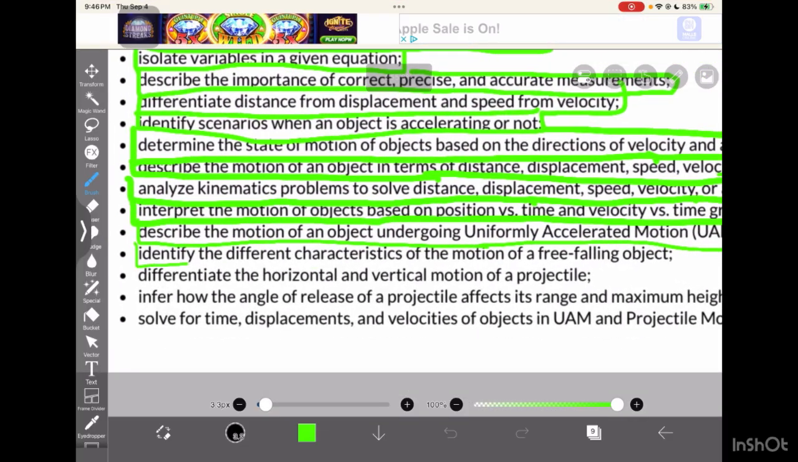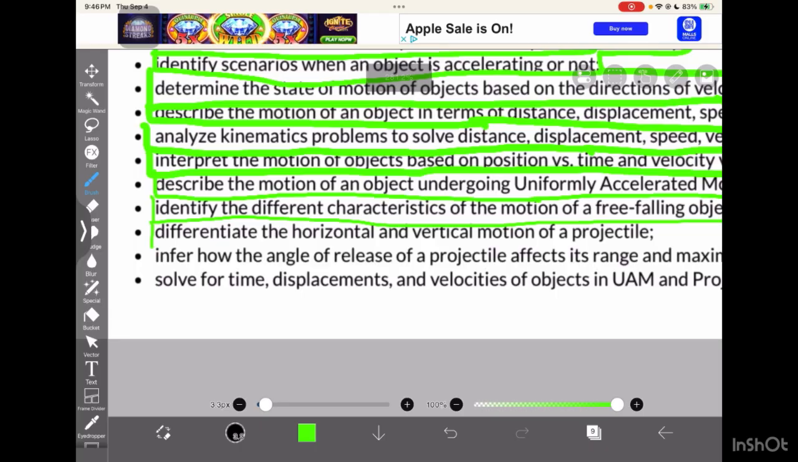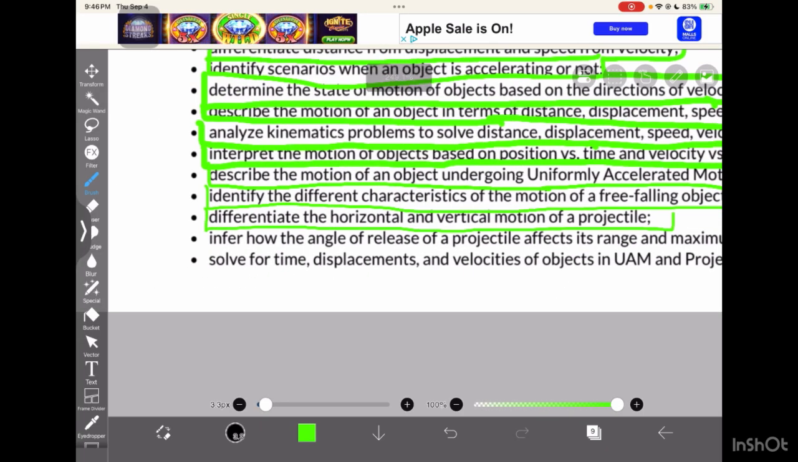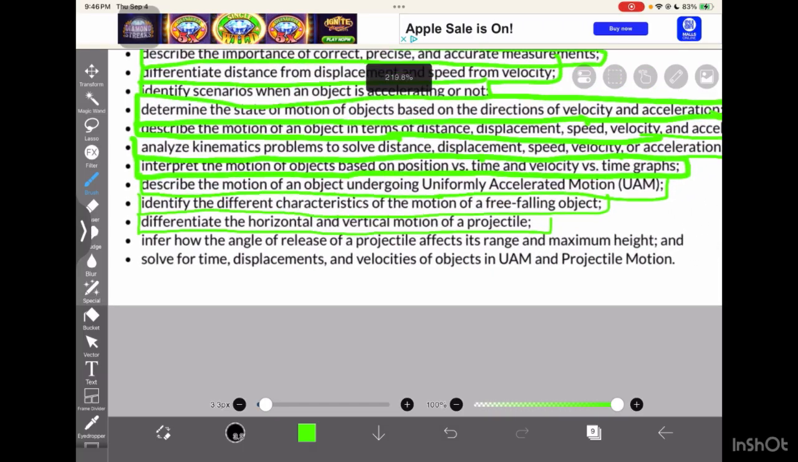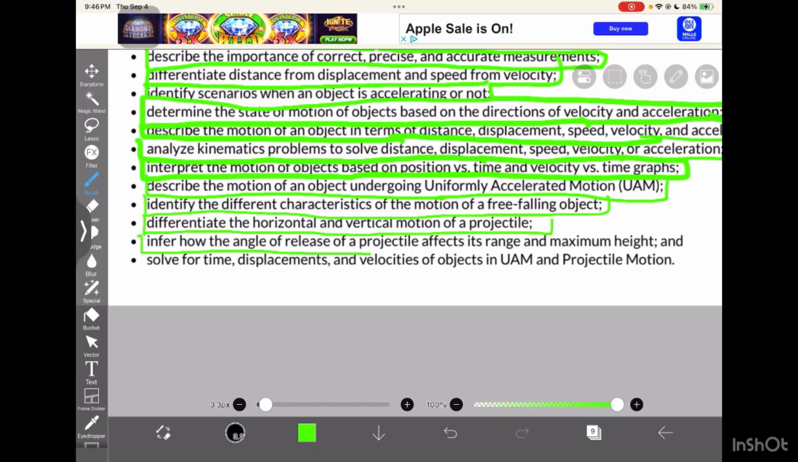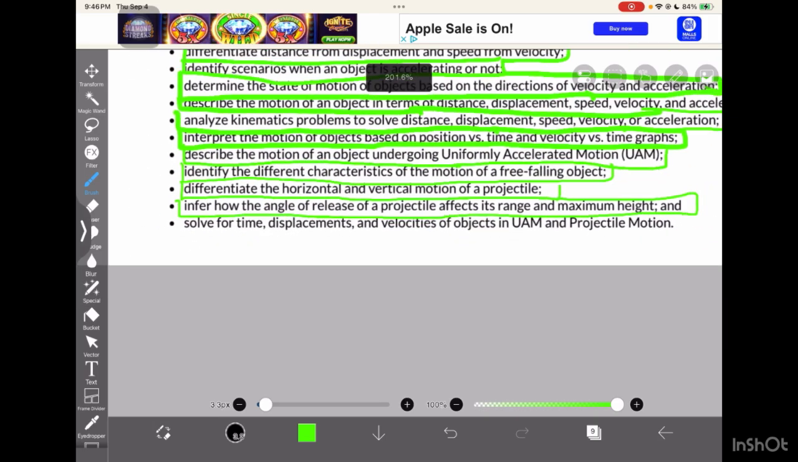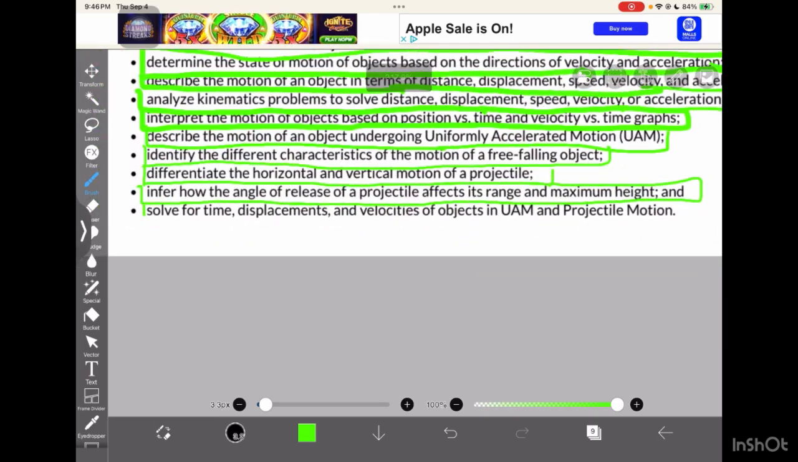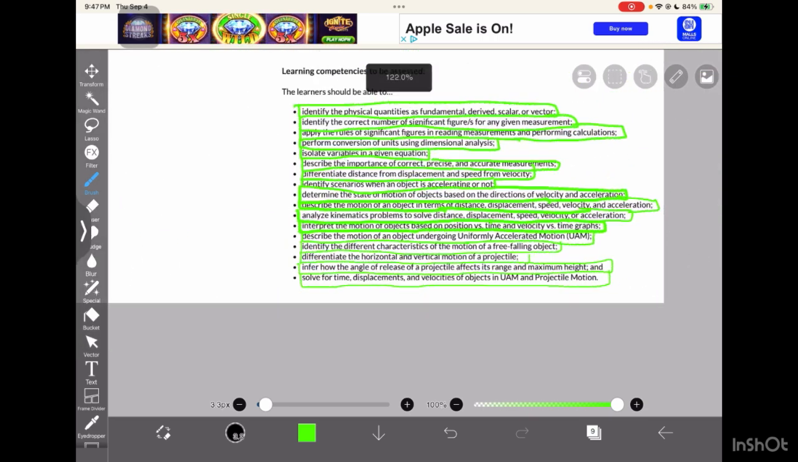We have definitely identified the characteristics of the motion of a free-falling object. I've shown you the difference between horizontal and vertical motion of a projectile. I've shown you the table of how angle of release affects the maximum height and range. And we most certainly solved for time, displacements, and velocities of objects in UAM and projectile motion.